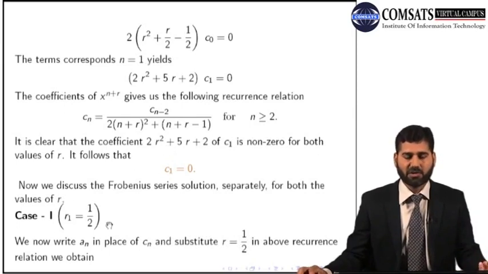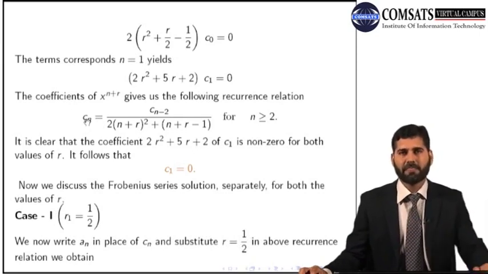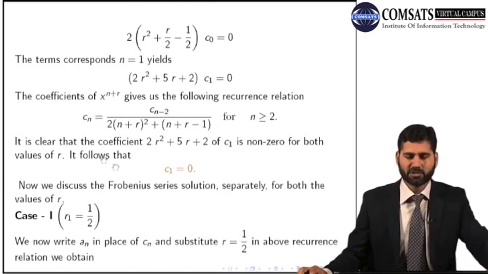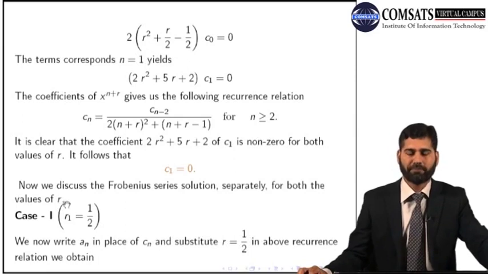Now I will take r is equal to 1/2 and get the values a_n, and when I take r2 is equal to -1, I will get b_n. Instead of writing c_n, I will write a_n and b_n for different r's. So c_1 is 0 for both the cases. Now we discuss the Frobenius series solution separately for both the values of r, one by one.